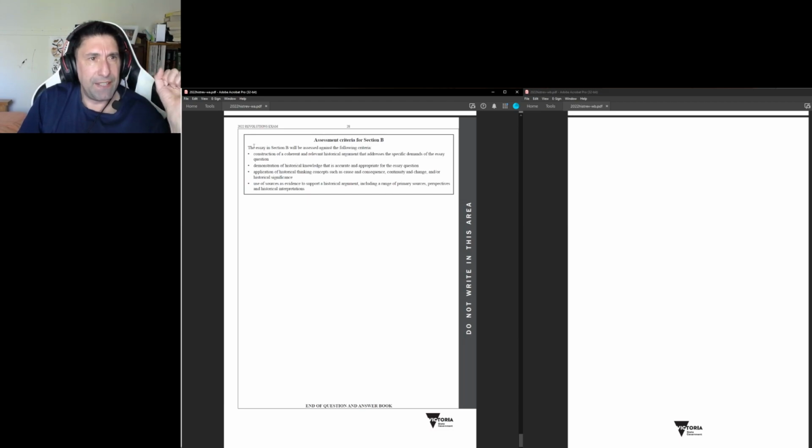So the essay in Section B will be assessed against the following criteria. This is what you have to include: construction of a coherent and relevant historical argument that addresses the specific demands of the essay question. So in your essay, it's just going to be your basic essay structure: introduction, 3 or 4 body paragraphs, and a conclusion.